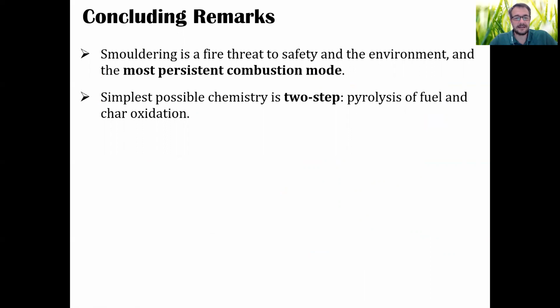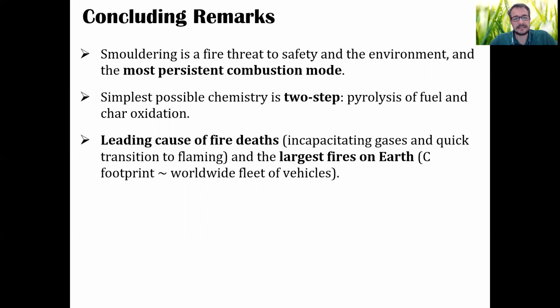Okay, just concluding, I want to remind you that we have discussed these threats from smoldering: it is the most persistent type of combustion, and its chemistry is at least 2 steps. In reality it's more than 2 steps, but its minimum chemistry is 2 steps, whereas in flaming the chemical steps could be simpler. Sorry, there is pyrolysis and char oxidation. It is a leading cause of fire death and also damage to the earth. The carbon footprint of smoldering peat fires is equivalent to the footprint of all the vehicles in the world, but they don't have as much press. They don't appear in the newspaper as often.